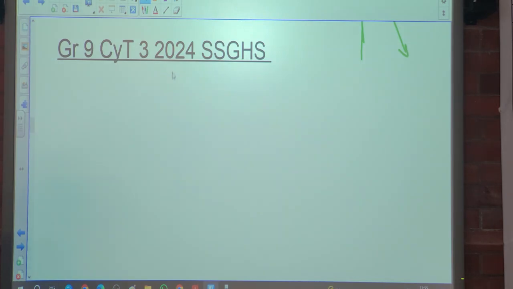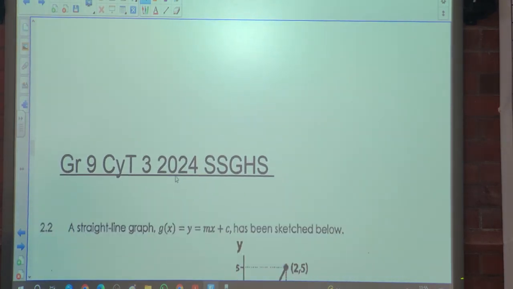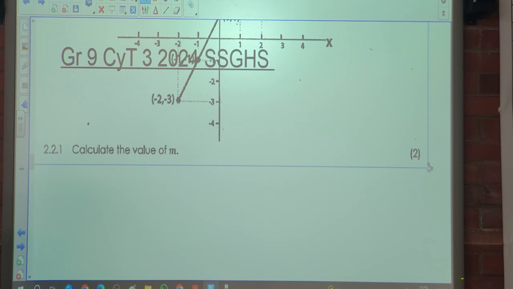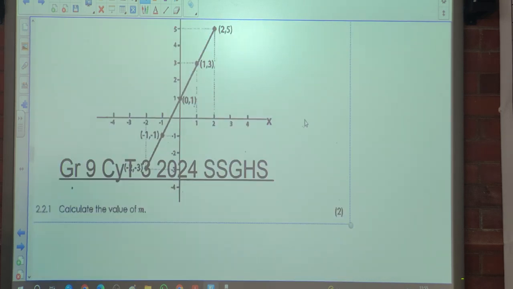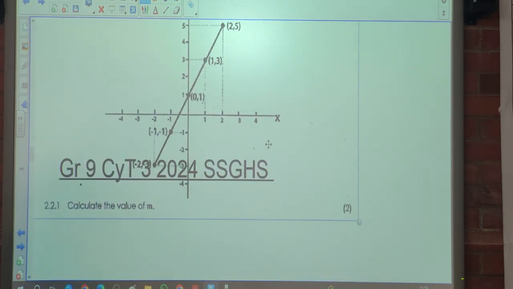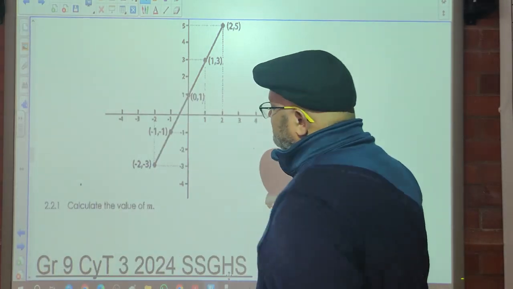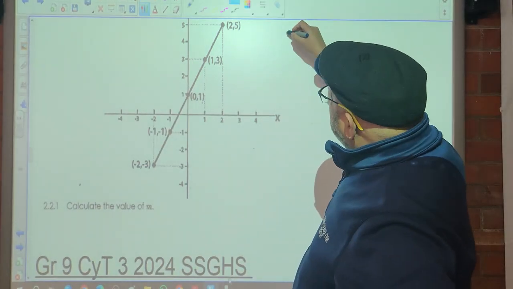Alright, let's go to the next question. 2.2. A straight line, g of x equal to y equals fx plus c, has been sketched below. Sketch means graph, drawn. Calculate the value of m. People, what is m? M is your gradient.